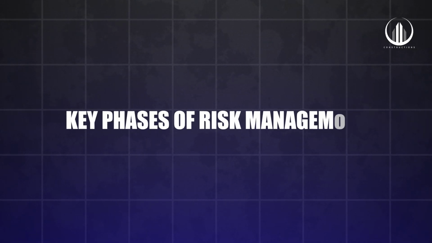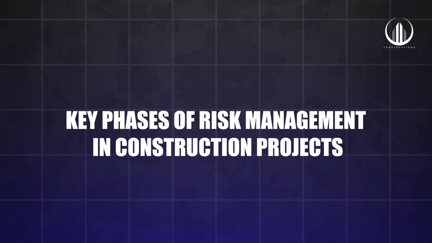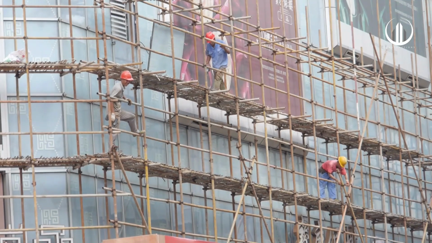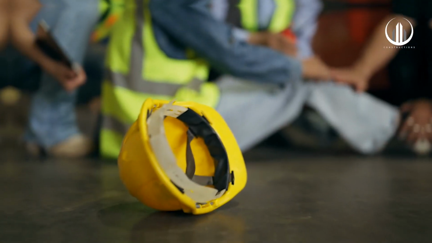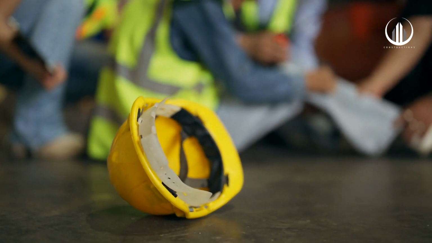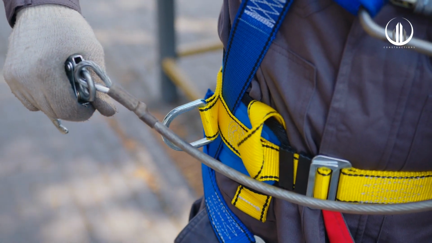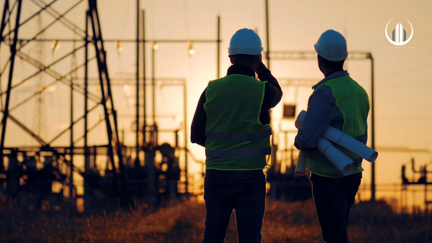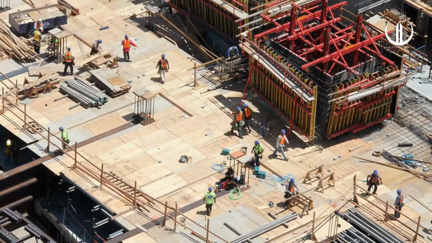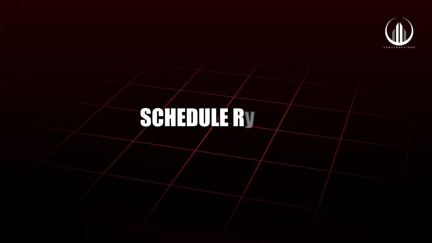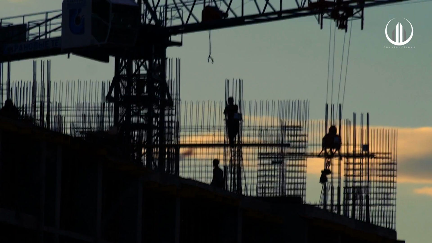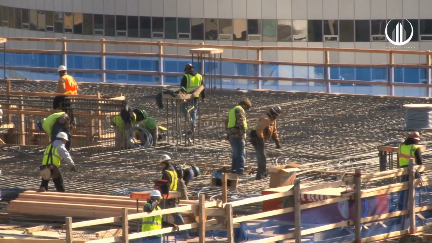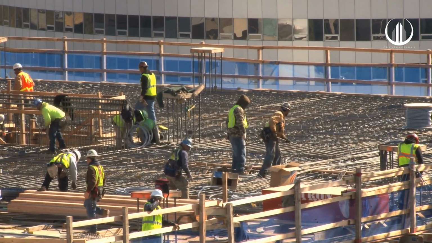Key phases of risk management in construction projects. 1. Risk identification. The first step in risk management is identifying potential risks that could affect the project. Risks can arise from various sources, including internal project challenges, external factors, or unforeseen events. Types of risks. Schedule risks. Delays caused by weather, labor strikes, supply chain disruptions, or design changes.